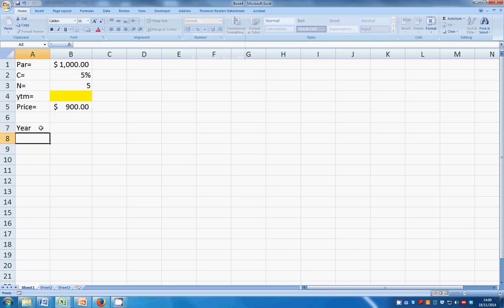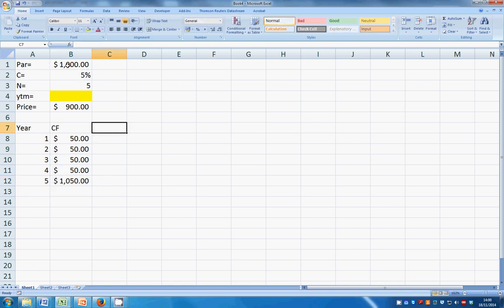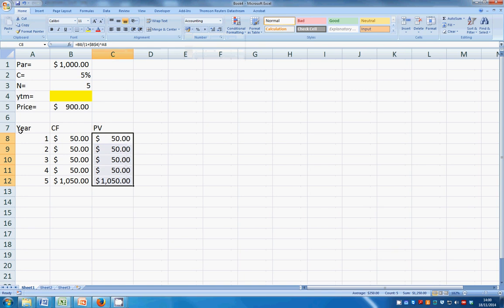So if we just map things out as we normally would, year 1, year 2, year 3, 4 and 5, and we'll do the cash flows. So the cash flows are of course the coupon of 5% times the par value of 1,000. So I drag that down and then I add on the par value. Then we want the present value. So the present value is going to be this cash flow divided by 1 plus the yield to maturity that we're going to put in that particular cell there to the power of the year that it's received. These are also in dollars. So they're going to be the same as the cash flows because I haven't assumed any interest rate yet.